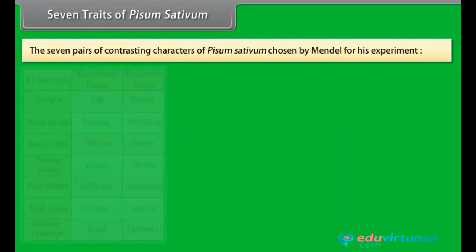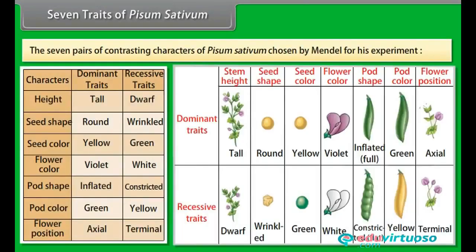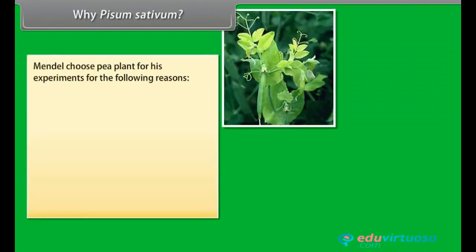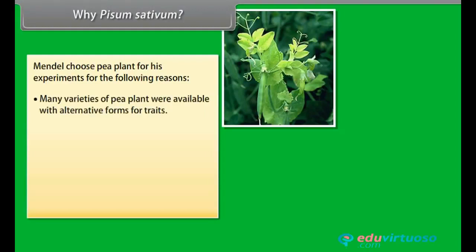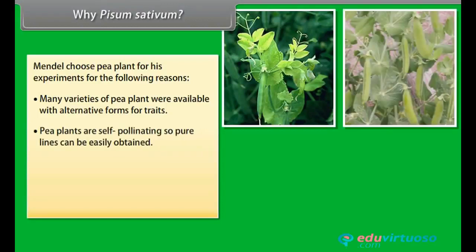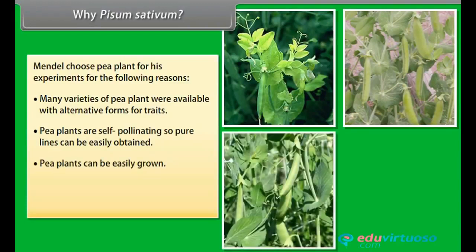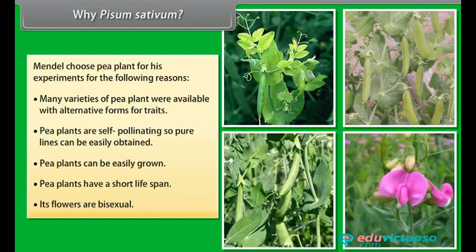7 traits of Pisum sativum. The 7 pairs of contrasting characters of Pisum sativum chosen by Mendel for his experiment. Why Pisum sativum? Mendel chose pea plant for his experiment for the following reasons. Many varieties of pea plant were available with alternative forms for traits. Pea plants are self-pollinating, so pure lines can be easily obtained. Pea plants can be easily grown. Pea plants have a short lifespan. Its flowers are bisexual.